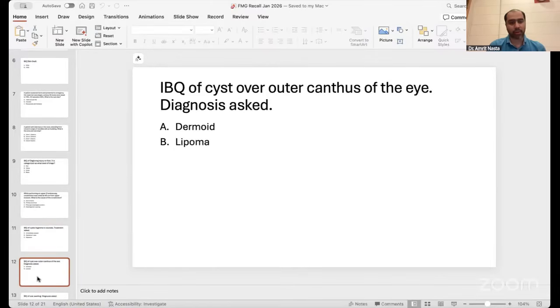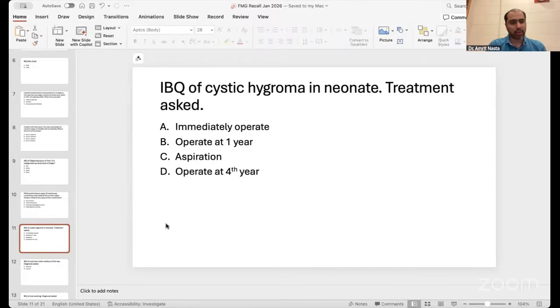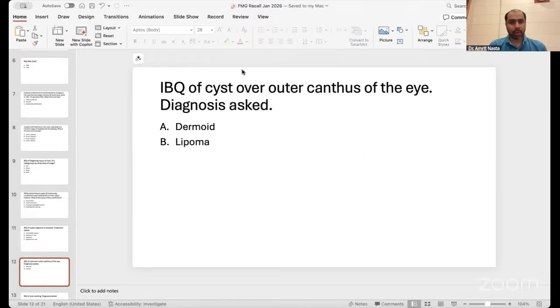Operate at 4th year. Okay. Why would they even put that? Operate at 4th year means they are just playing with you. Okay. Aspirate or excise. Excision is the answer, but if there is a choice of immediate operation or excision, that is the best answer. This is a PYQ.